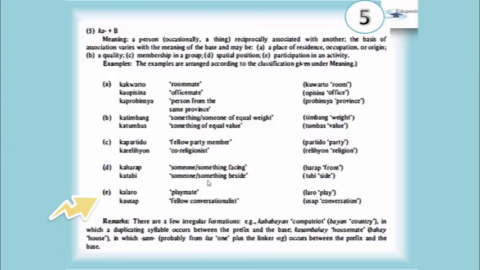There are few irregular formations, kabayan, compatriot, bayan, country, in which a duplicating syllable occurs between the prefix and the base. Kasambahay, housemate, bahay, house, in which sam, which is probably from isa, one plus the linker na, occurs between the prefix and the base.